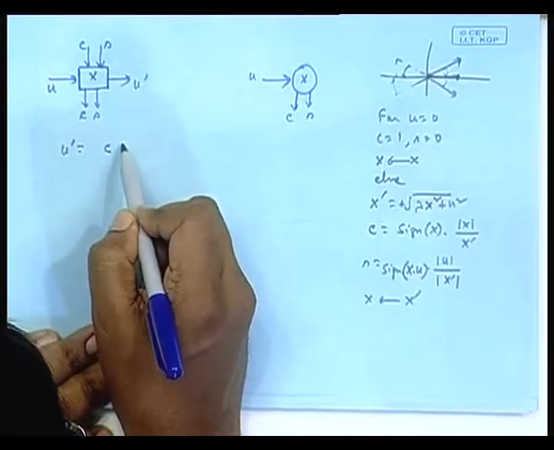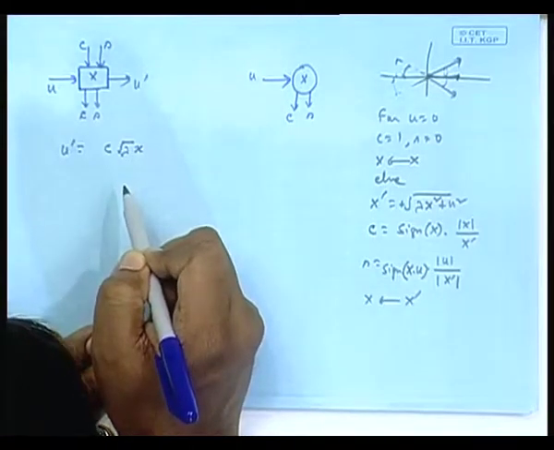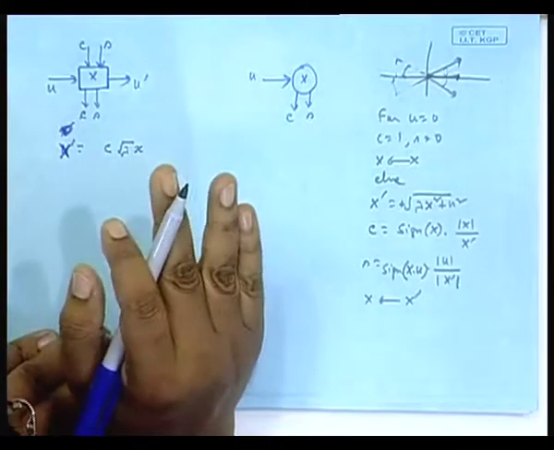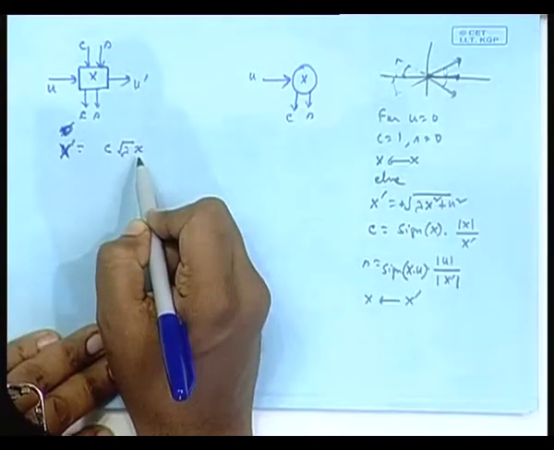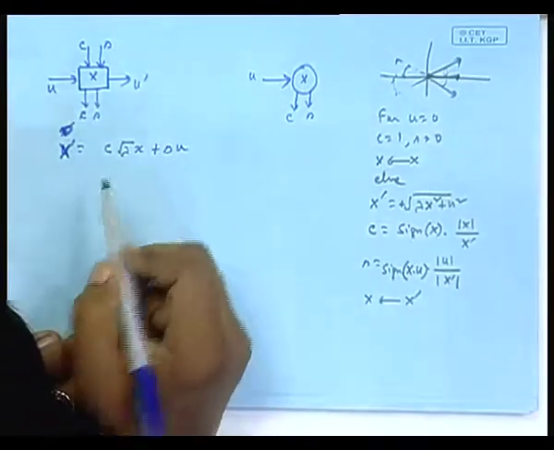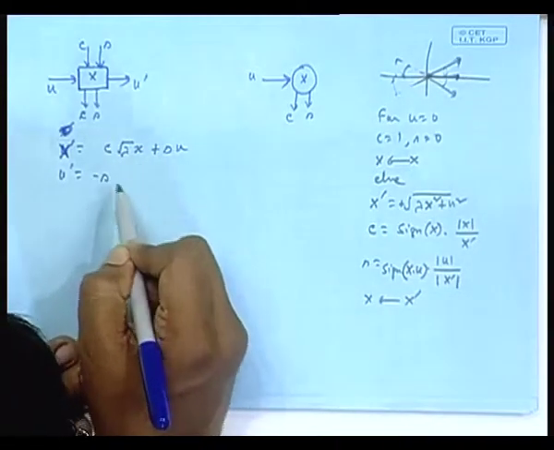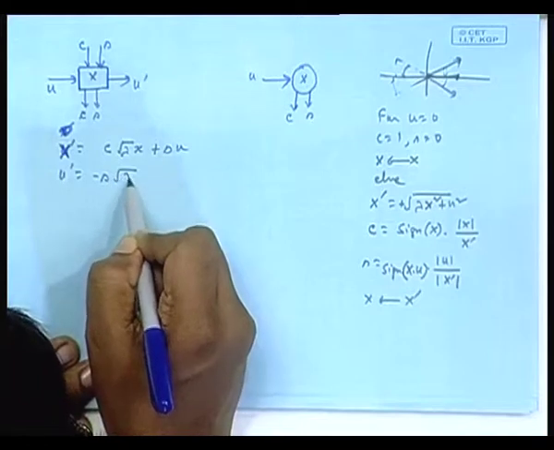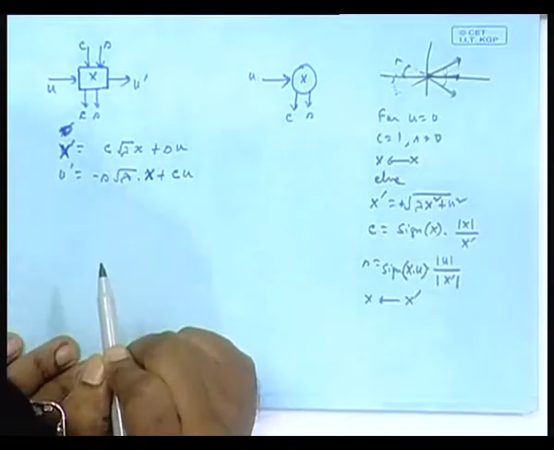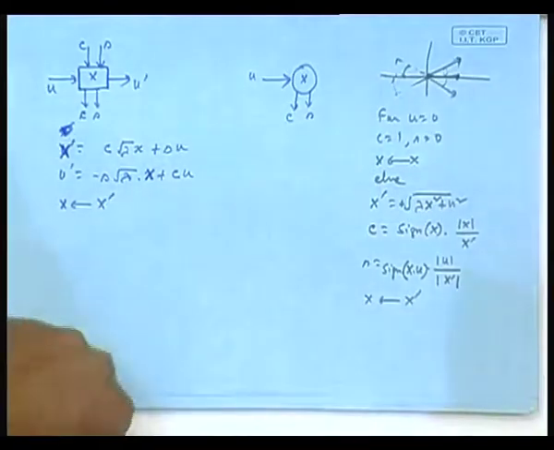C square root lambda x, sorry, not C, this is x prime first, x prime, I am sorry, x prime will be C square root lambda x plus S U, okay, and U prime will be that cos and sine and minus sign, minus S and x prime goes to x, okay.